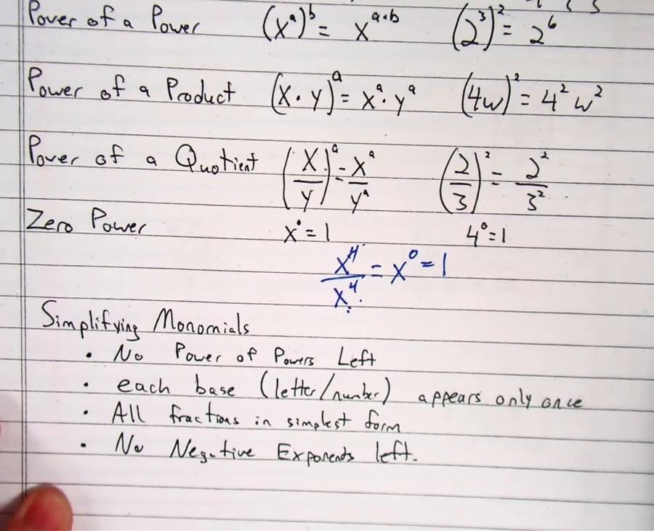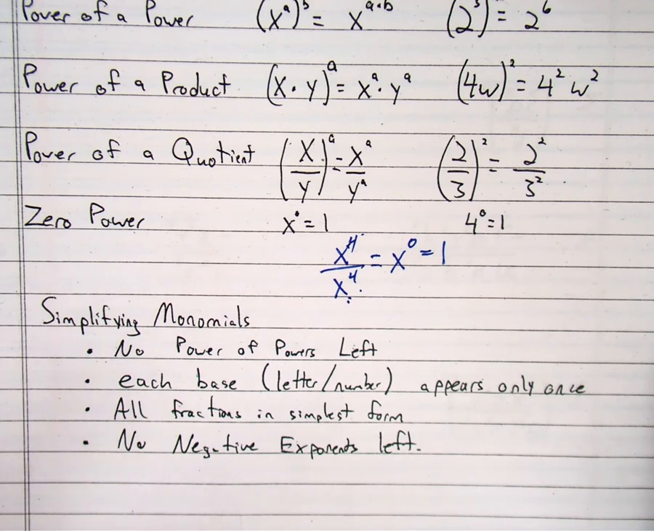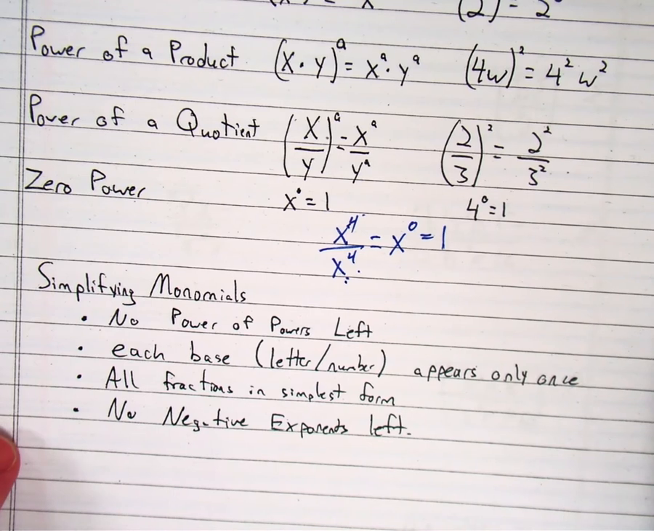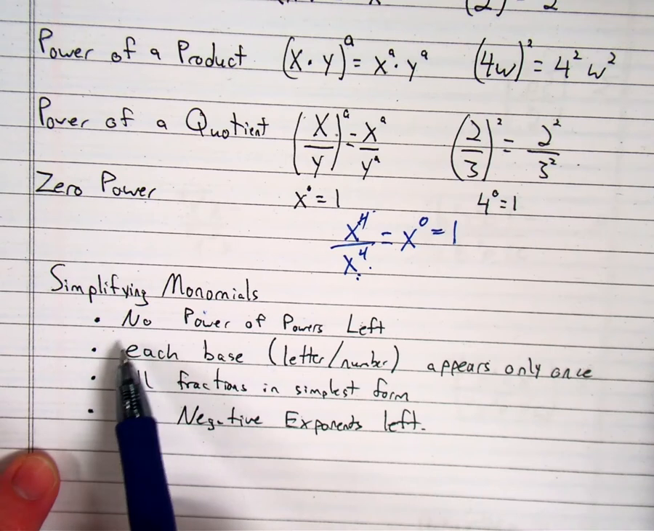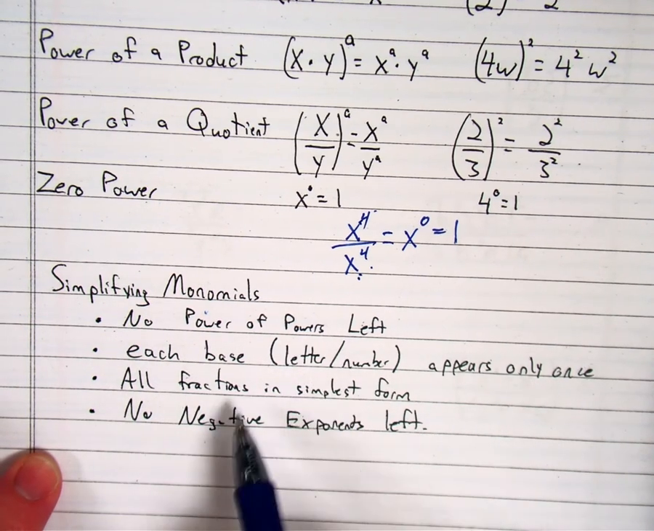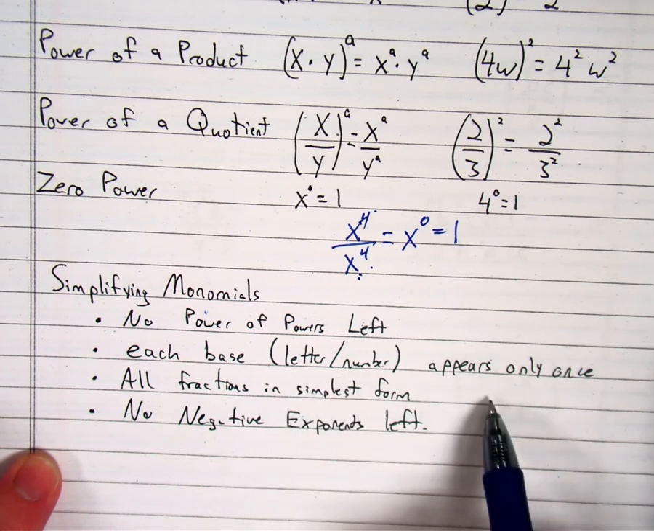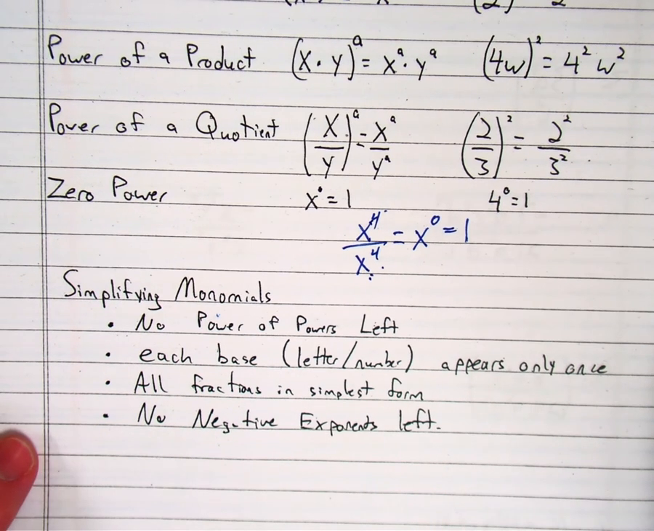Simplifying these monomials, one single piece. It could have a lot of parts to that piece, but it's one single piece, with no plus signs or minus signs separating these things into multiple pieces. You're done simplifying when there are no power of powers left. Each base, the big letter or number, only appears once, so you've combined all the big letters or numbers together that you can. All fractions are reduced to simplest form, and no negative exponents are left.